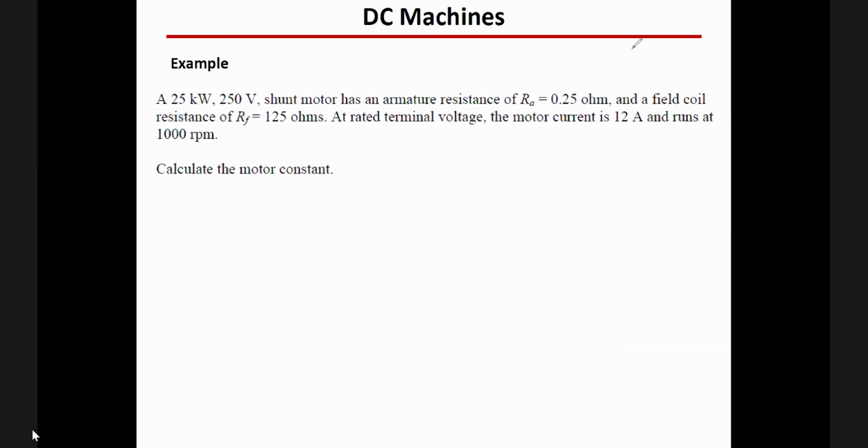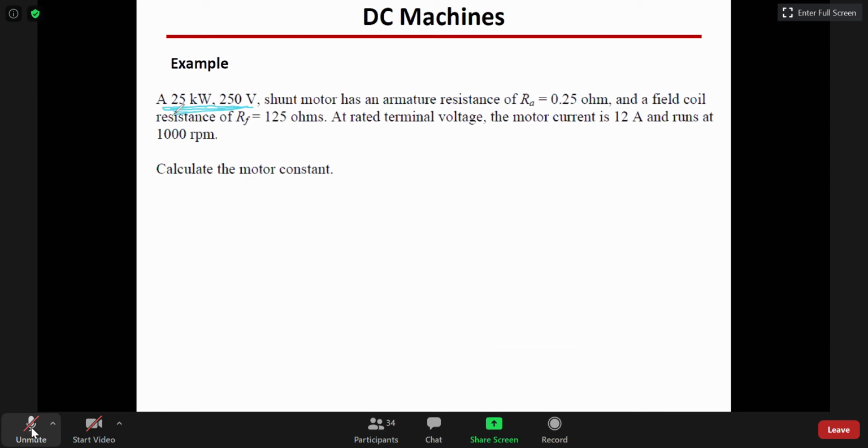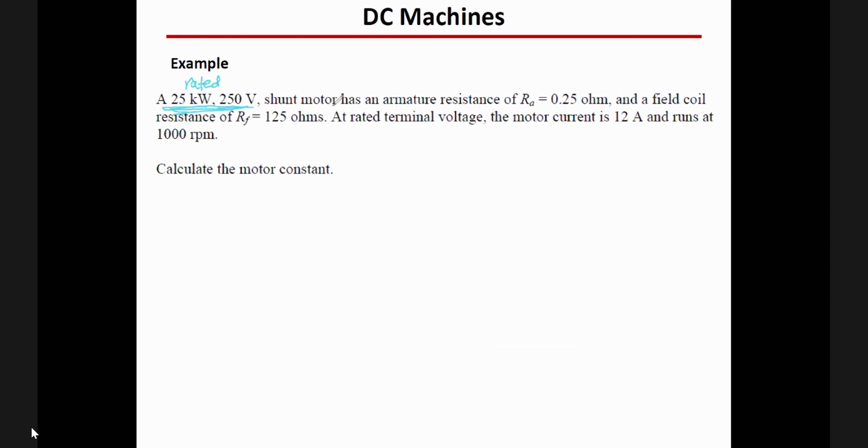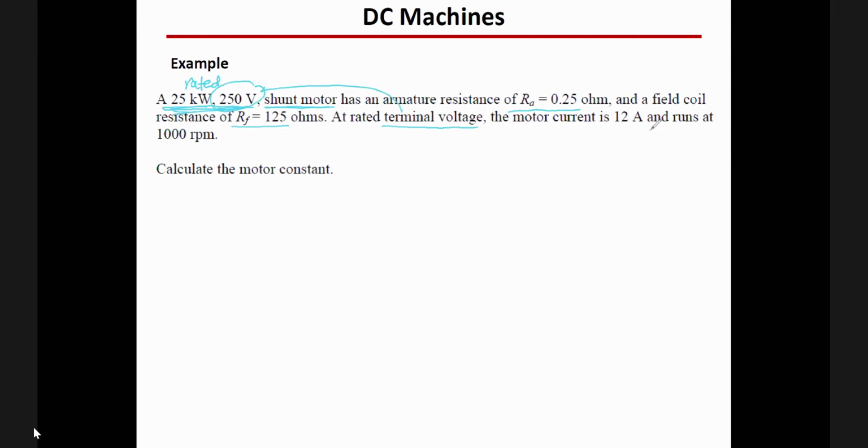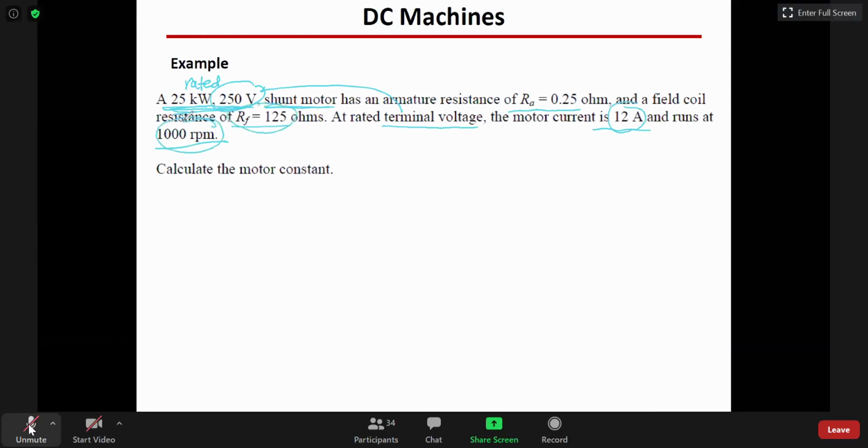An example. 25 kilowatt, 250. So we should be familiar now with the first few numbers that we get for any machine. What's the meaning of 25 kilowatt and 250? The power or voltage? Yes, rated, right? These are the rated values, the power and the voltage. Shunt motor, so we have the type here. It has an armature resistance of 0.25 and a field coil resistance of 125. At rated terminal voltage, so what's the rated terminal voltage? 250. The motor current is 12 amp and runs at 1000 RPM. So the motor current is 12, the speed is 1000 RPM, and we have RF and RA.